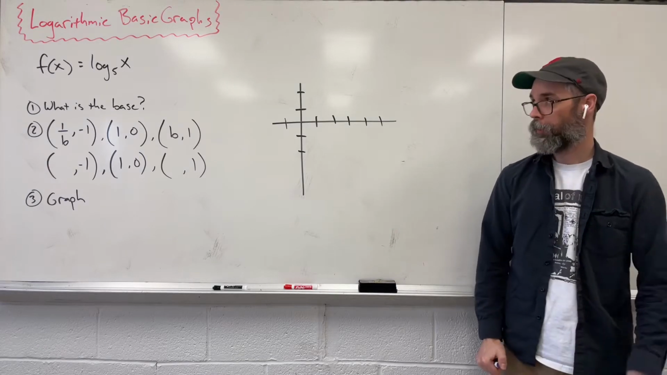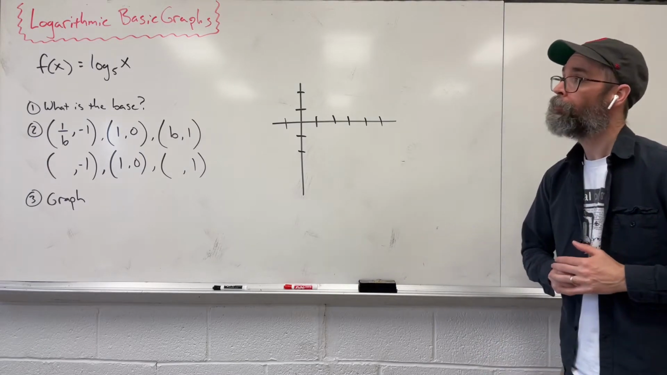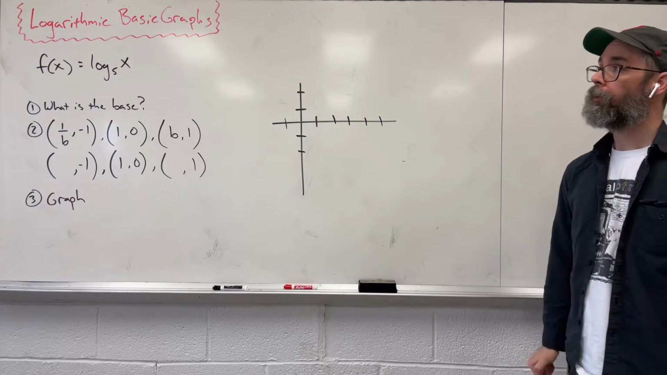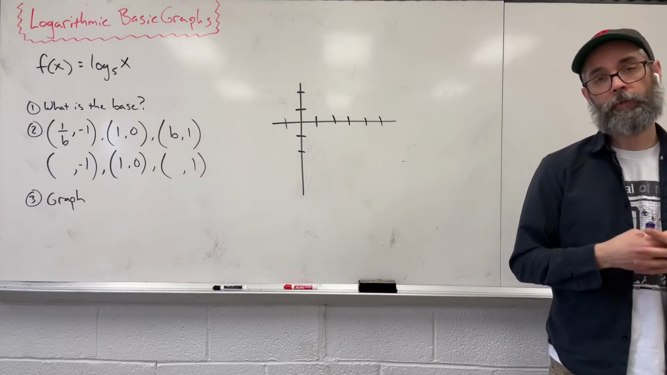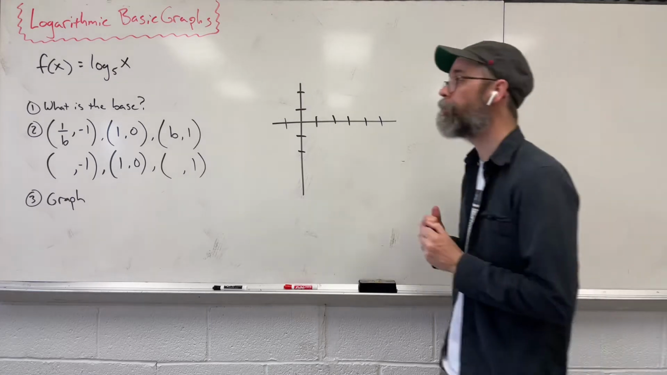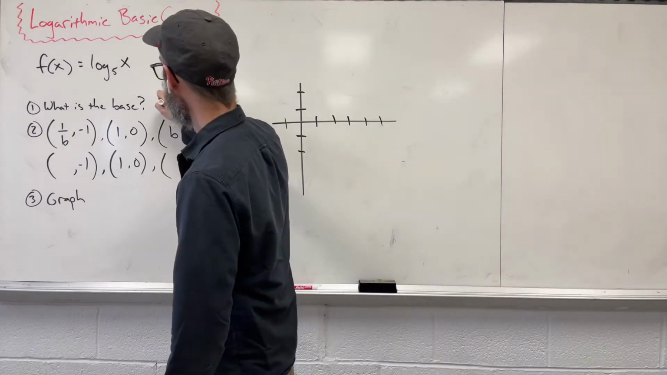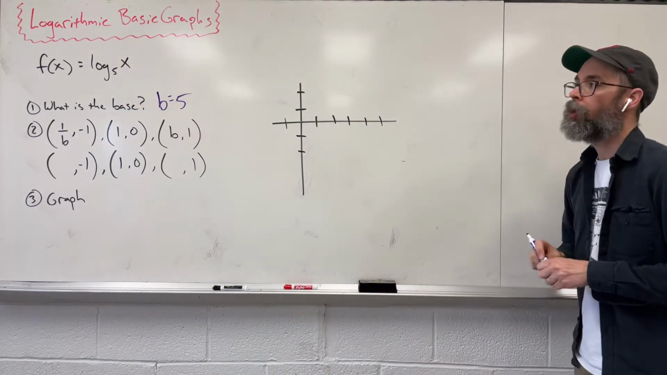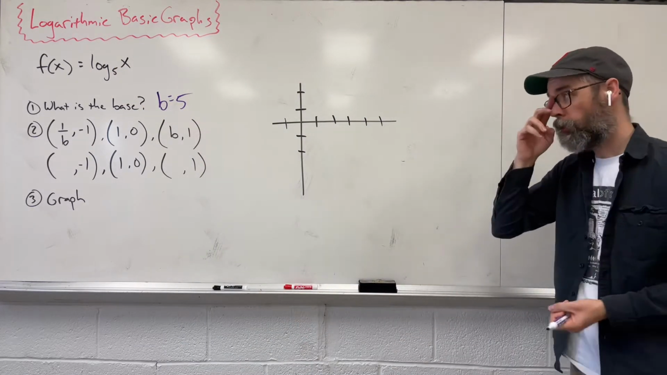Hi, today we're going to look at the basic form of logarithmic graphs. So we have this f of x equals log base 5 of x. There's a couple questions that we need to ask ourselves. Number one, what is the base? Our base in this case is 5, that little number hanging out down on the bottom. So step one, done, great.